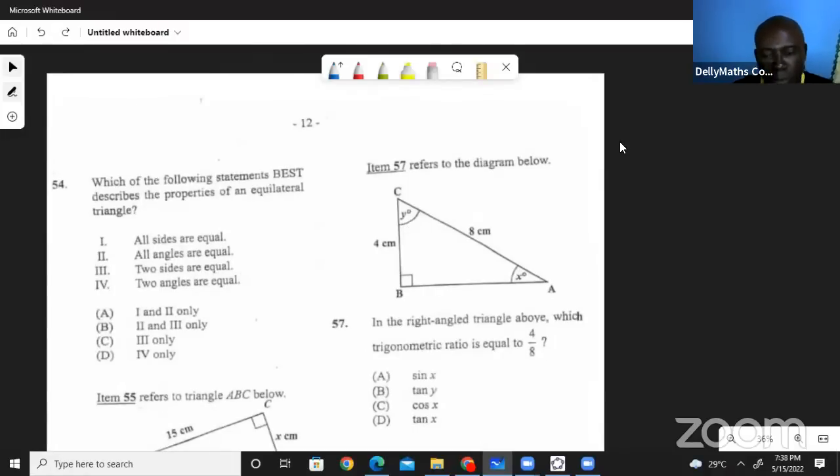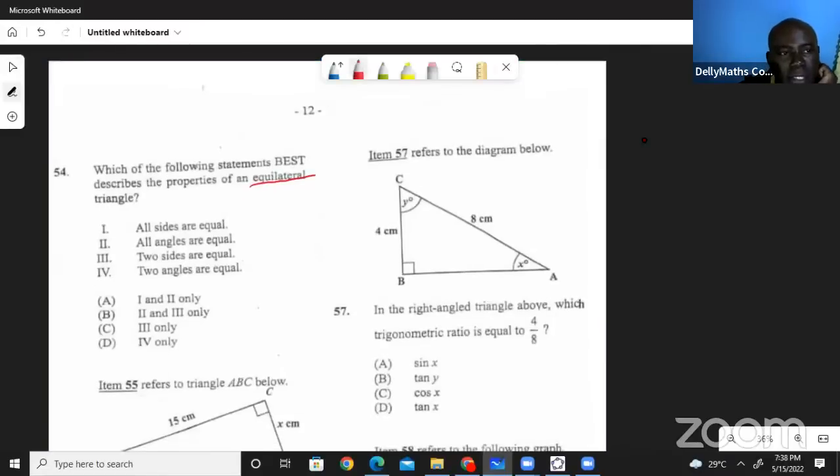So question 54 says here, which of the following statements best describes the property of an equilateral triangle. I just spoke about that. An equilateral triangle is the triangle that has all the sides being equal, which makes all the angles that they have inside equal. All right, so that's the idea of the equilateral triangle there.